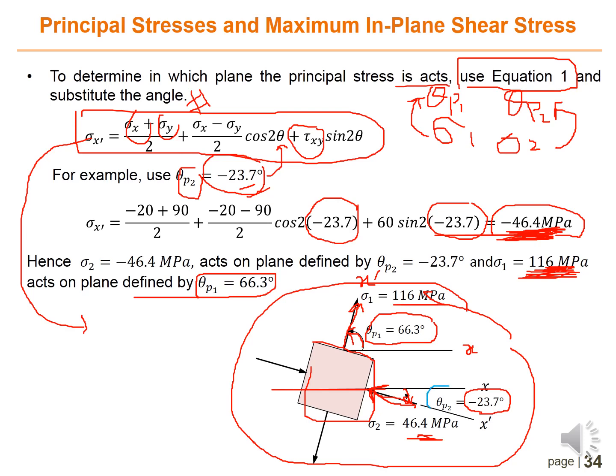Here you can also see that theta p2 and theta p1 are 90 degrees apart. Also, when you get a principal stress, there will be no shear stress acting on the element.